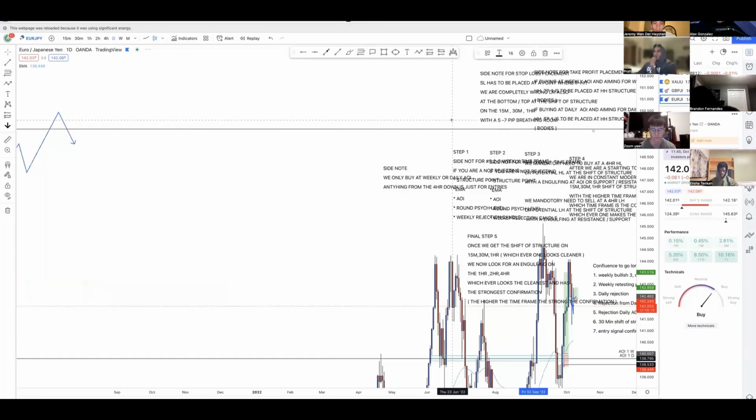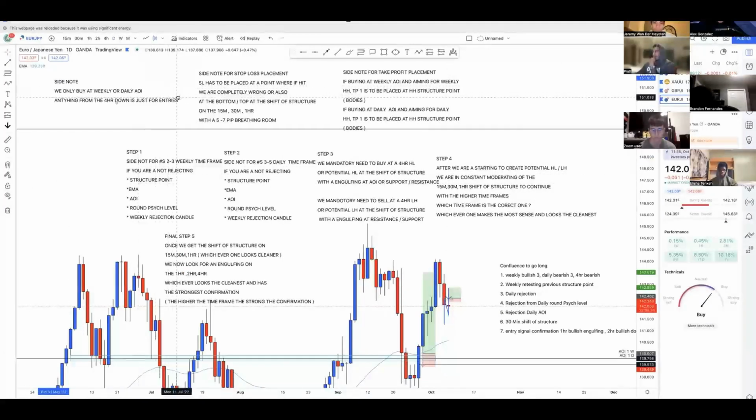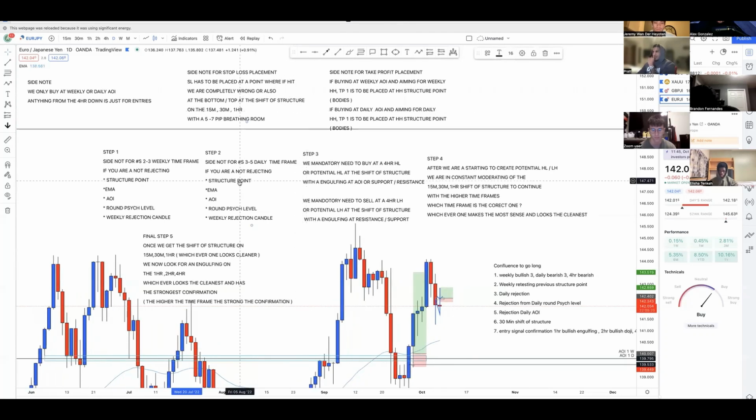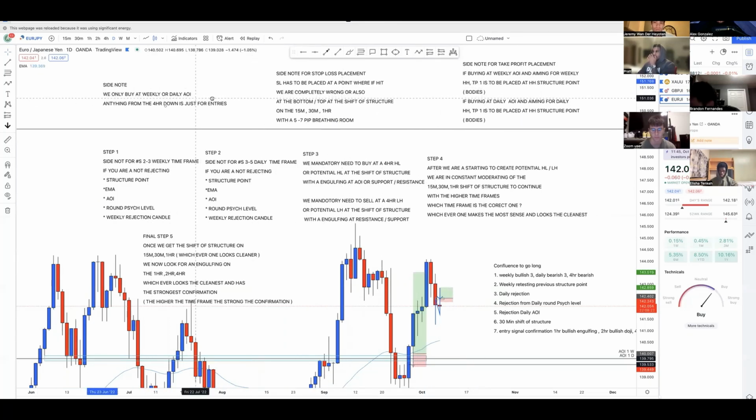There has to be another side note. There it is. And then this is a side note for stop loss. This is a side note for take profit. Side note: we only buy. So let's do this right here.